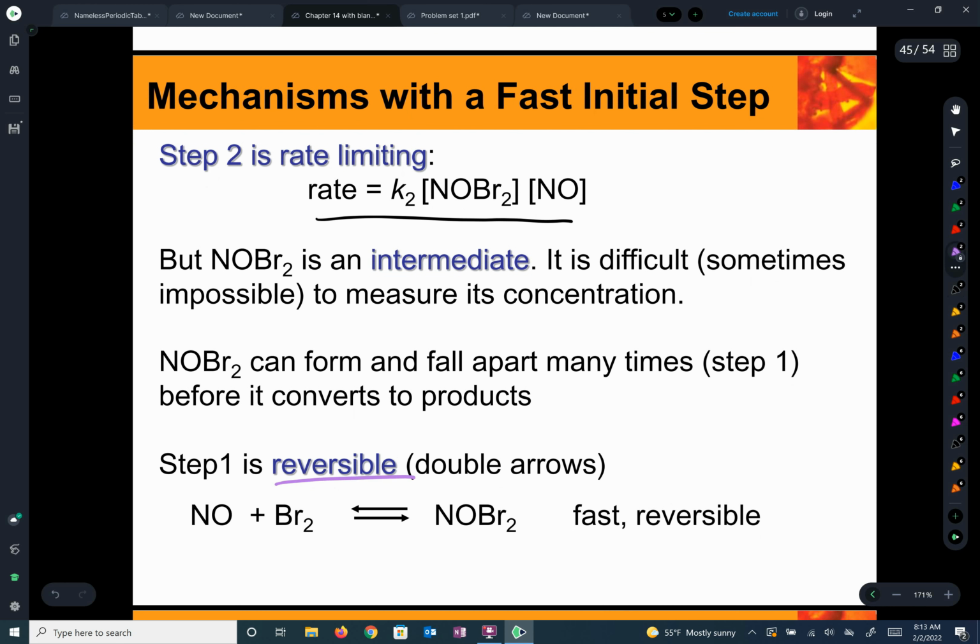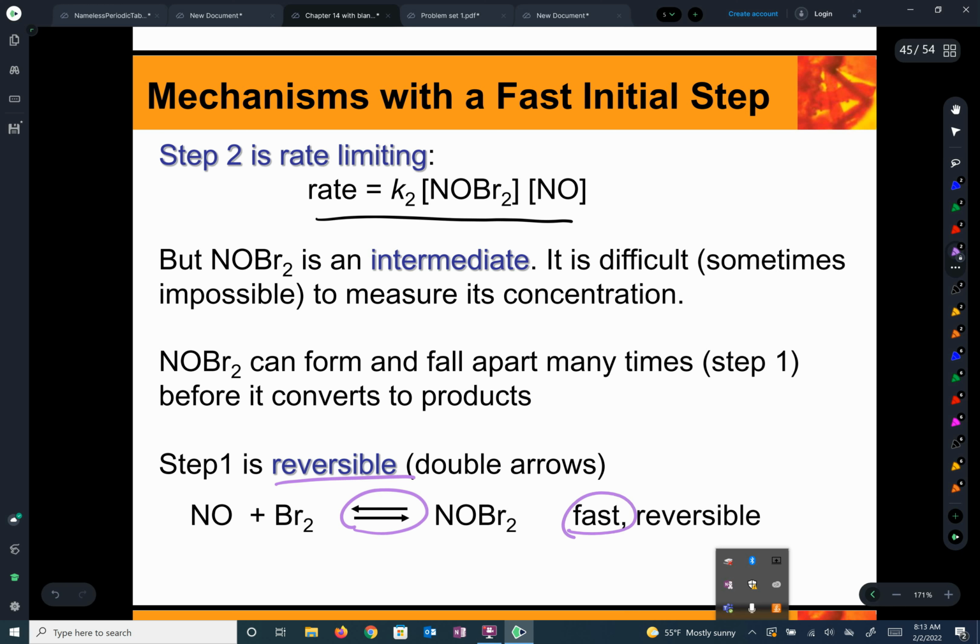The first step here is reversible, okay? And we can tell that by these double-headed arrows. Now, as soon as we get into the next chapter, we're going to learn a little bit more about what this means for us. So just keep this in mind for now and understand that this is a reversible reaction, and that's going to have some meaning for us in a little bit, okay?